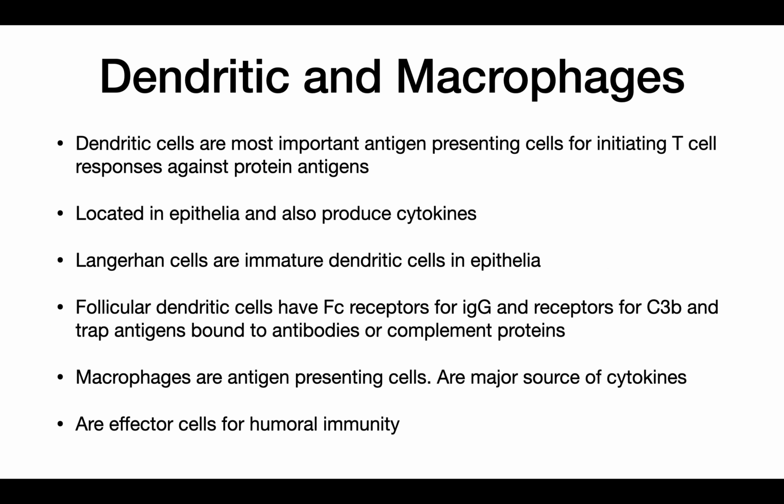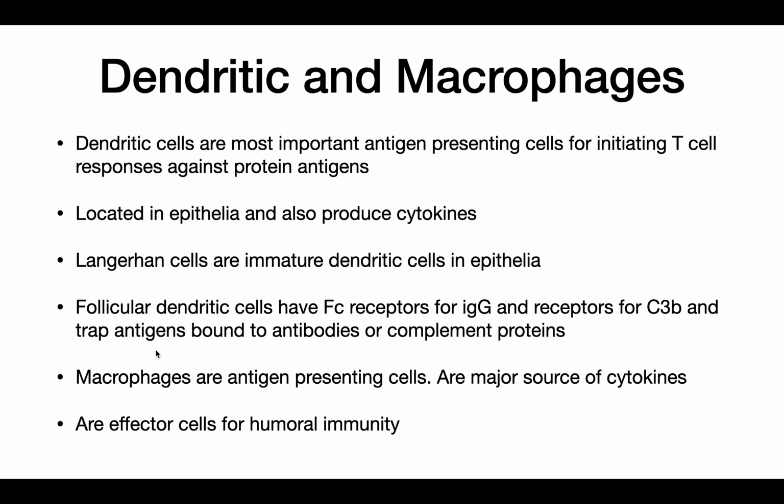Dendritic cells are going to be the most important antigen-presenting cells for initiating the cellular immune system, and that is going to be in the epithelia. So think skin, mucosa, respiratory tract. Those will also produce the cytokines. Makes sense, they're the first line of defense, so they have to send up the signal. The Langerhans cells are going to be the immature dendritic cells.